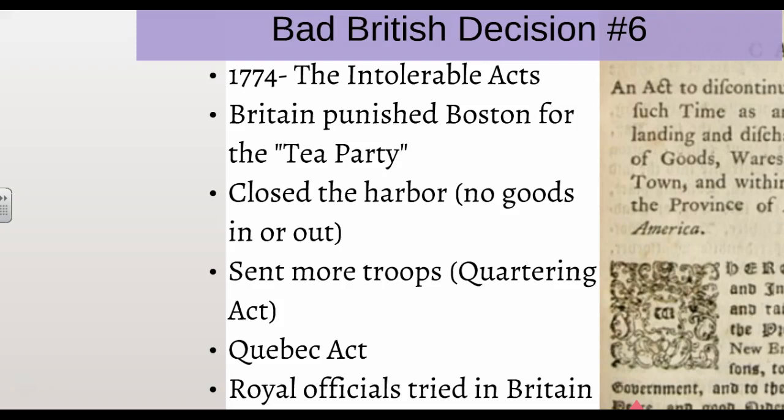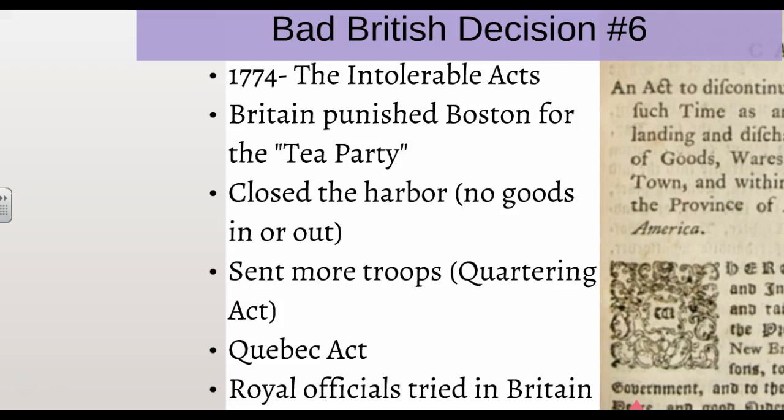The Quebec Act basically took some area in modern day Quebec and changed the boundary lines between New York and British Quebec. That wasn't that big of a deal, but it was part of the Intolerable Acts. And then finally, royal officials would be tried in Great Britain rather than in the Americas.